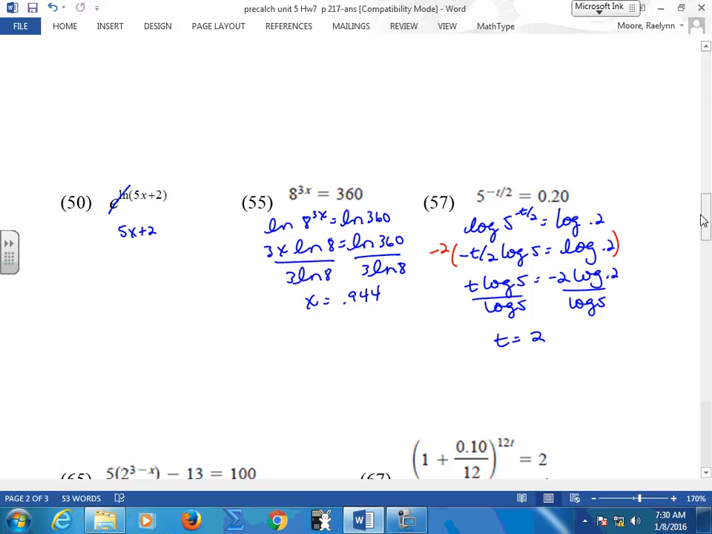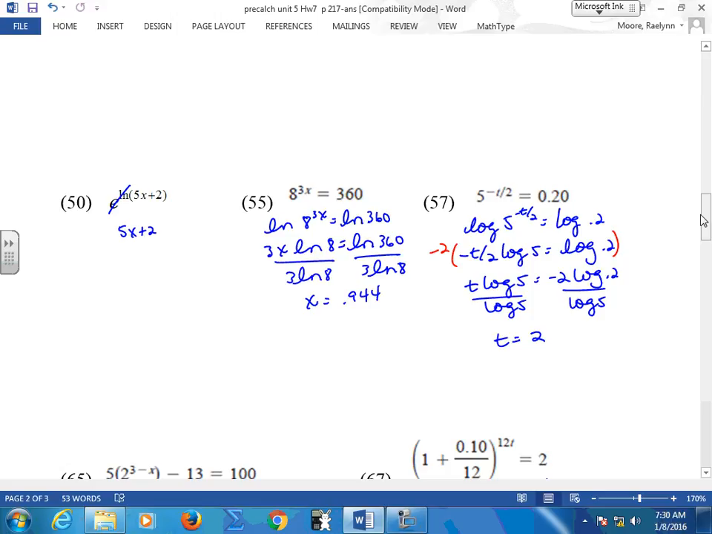Now this guy, there's no way to make a base of 8 or a base of 2 to get 360. 4 isn't going to help us. So take the ln or take the log of both sides. You can absolutely take the log of both sides and bring down the 3x.